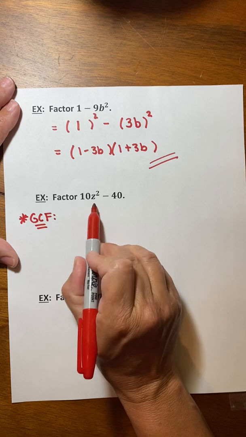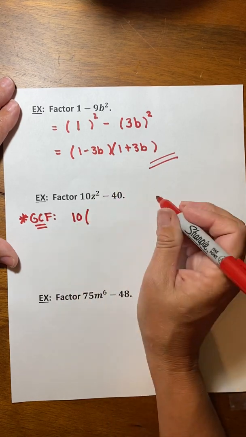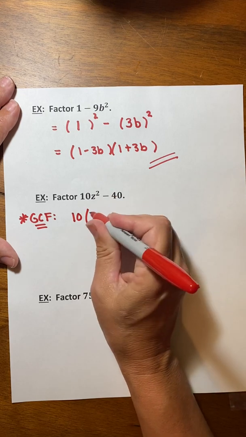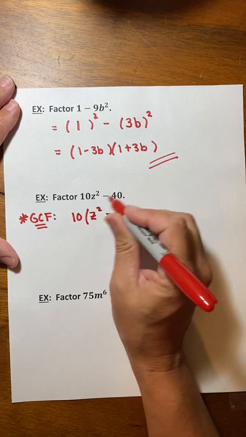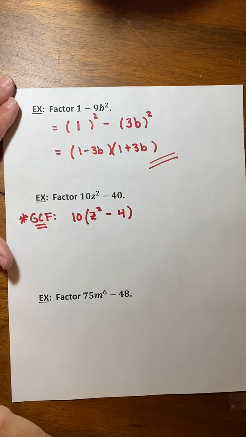So notice 10z squared and 40 share a factor of 10. I can pull the 10 out, and if I pull 10 out, we're left with z squared in the first term minus, well, I could have a 4 here. So 10z squared minus 40 is equal to 10 times z squared minus 4.